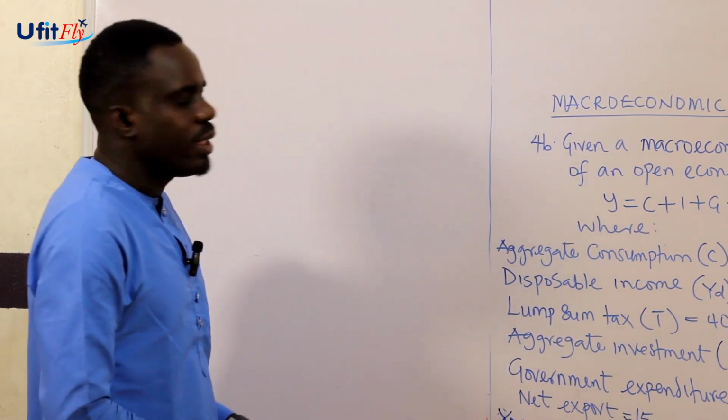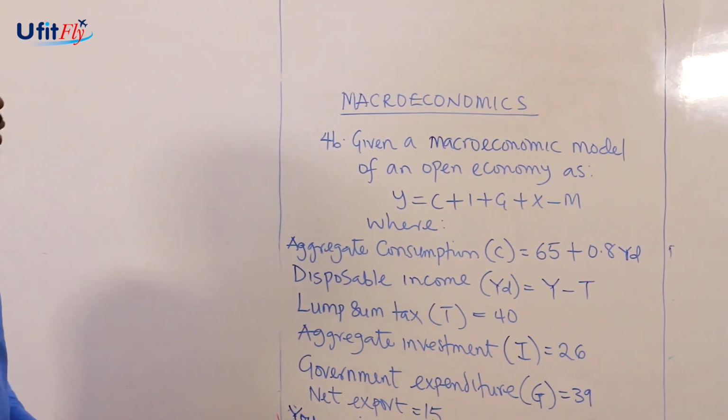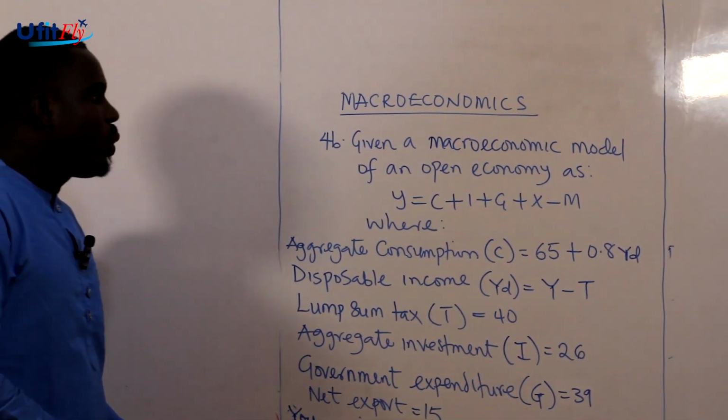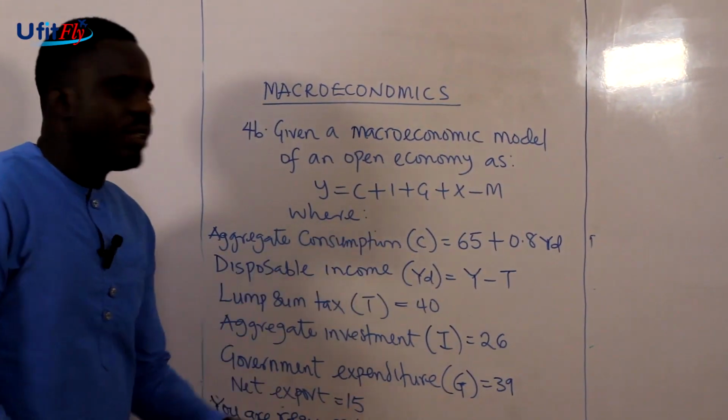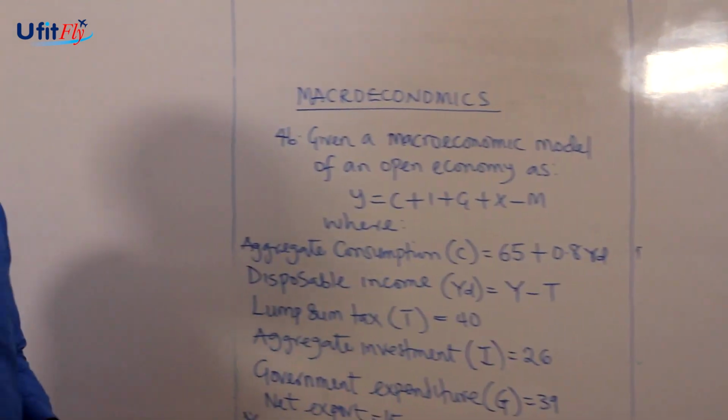However, for the sake of today's class, we are looking at a component of macroeconomics, which is national income account. In national income account, we have consumption, which represents the aggregate demand in the economy.